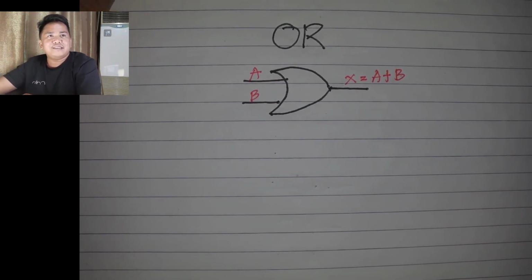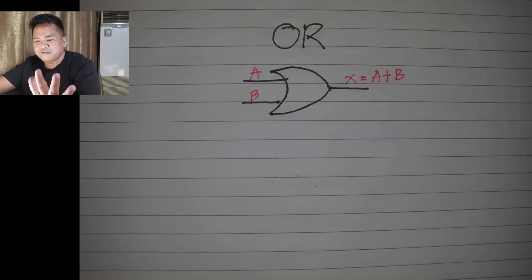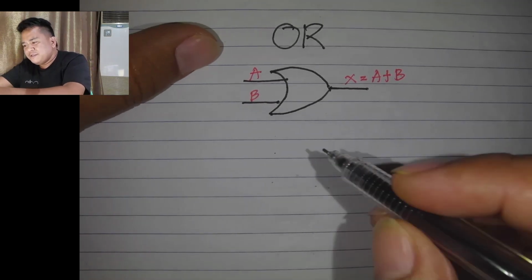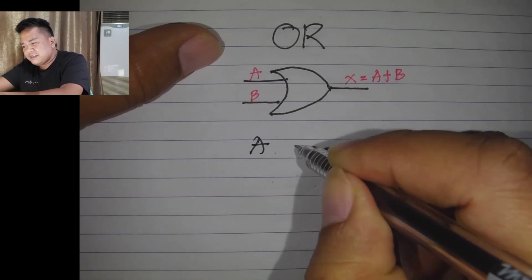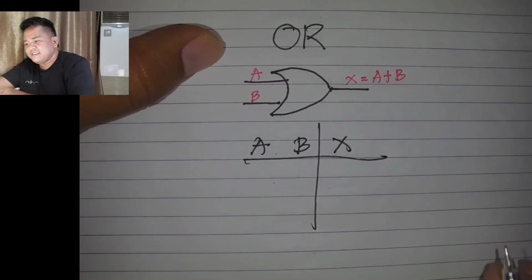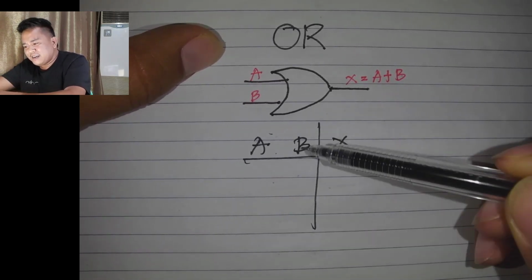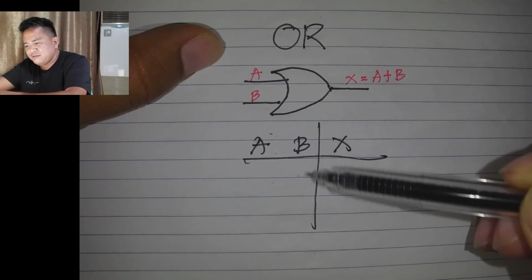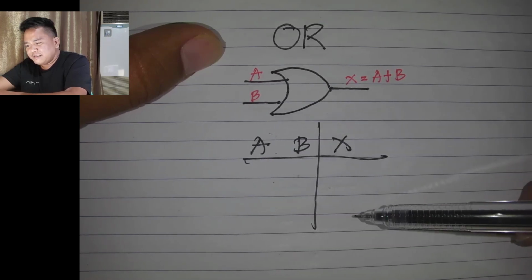When we say OR gate addition, we are going to add binary bits. So anong mangyayari nito, no? We will come up with a truth table. So truth table A B, then X. Ito yung dito na side, these are input combinations. Then ito yung output natin.